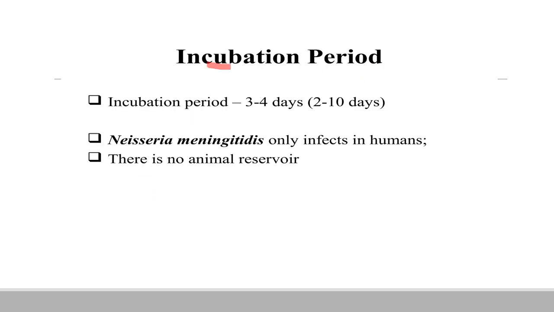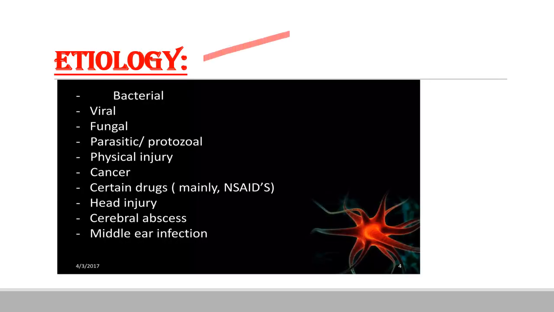Then we can see the incubation period. What is the incubation period? Normally the incubation period is 2 to 10 days. Normally it presents in 3 to 4 days, and it can last for 2 to 10 days also. The common cause of meningitis is Neisseria meningitidis. It affects only humans. Neisseria meningitidis.